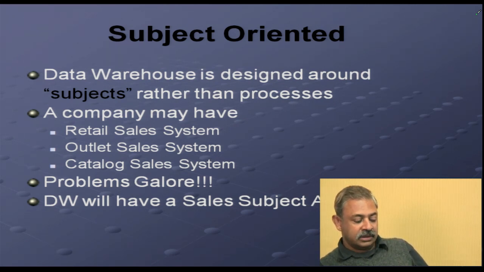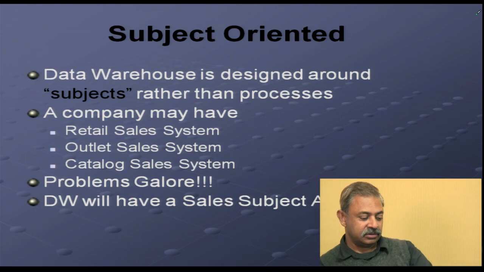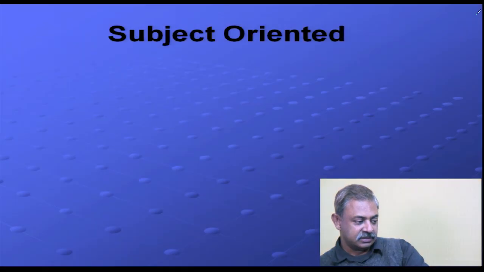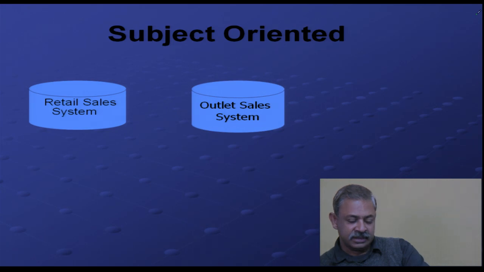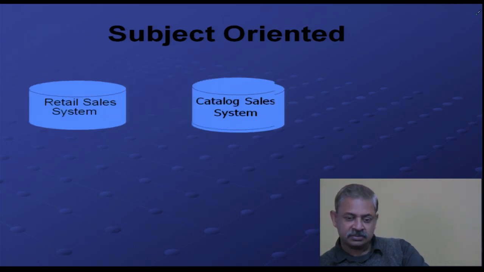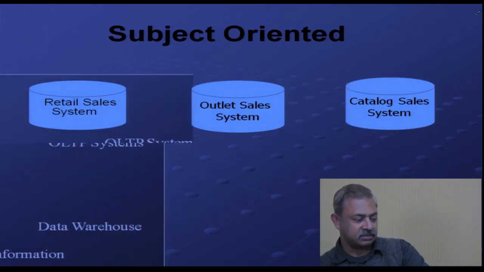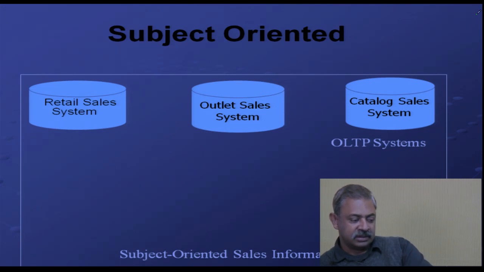In contrast, a data warehouse will have a sales subject area. So let us see what this means. You have a retail sales system, an outlet sales system, and a catalog sales system. That is a typical setup in operational systems, where you have three different databases or three different systems.